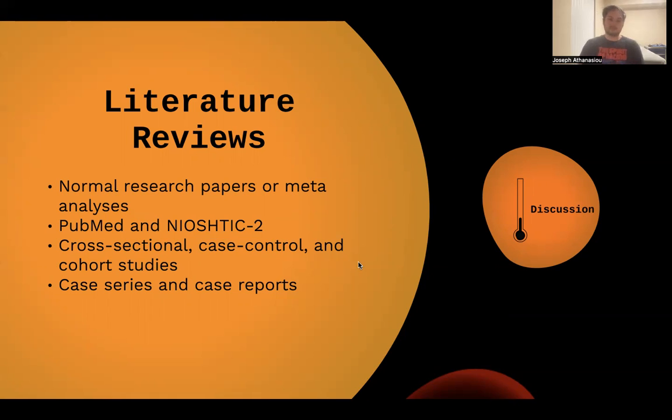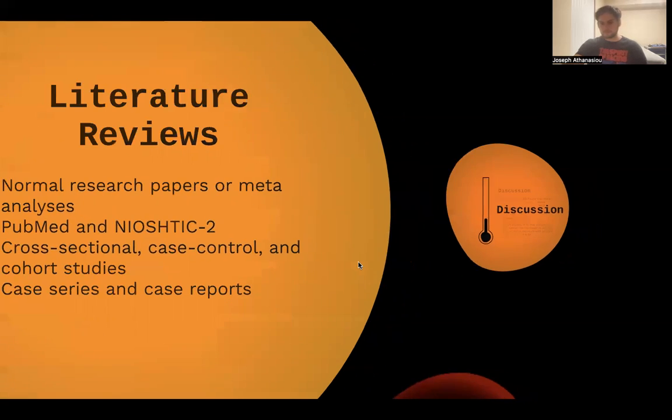And they're going to be looking at case reports and case series. A case report is a report of the diagnosis, treatment, and response to the treatment of a patient. And a case series is just going to be a group of case reports.